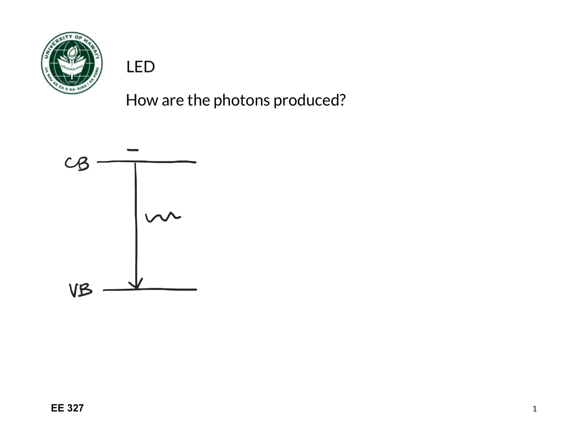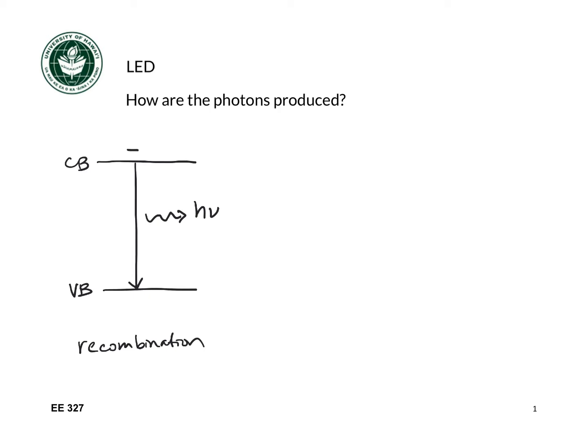Well, one possibility is that energy can be radiated as a photon. So this is the process of recombination that we've learned before. But this recombination has a possibility of producing a photon. So what is the energy of this photon going to be equal to?